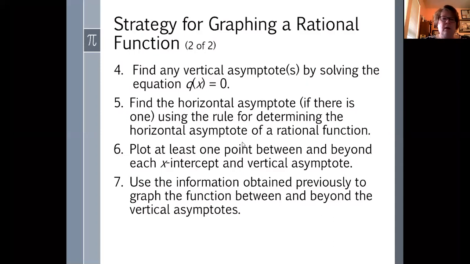Step 4. Find any vertical asymptotes by solving the equation q of x equal to 0. Again, make sure there's no common factors. If there are, you're going to cancel those out to find the vertical asymptotes. Find any horizontal asymptote. If there is one, use those rules that we got earlier to determine the horizontal asymptote. Plot at least one point between and beyond each x-intercept and the vertical asymptote, and use the information obtained previously to graph the function between and beyond the vertical asymptotes.